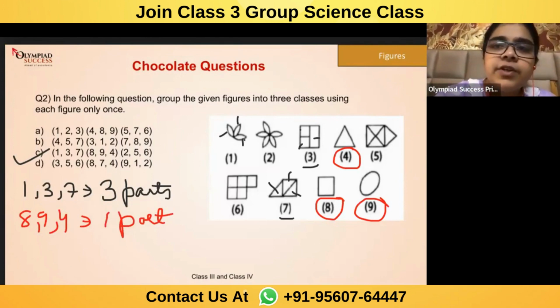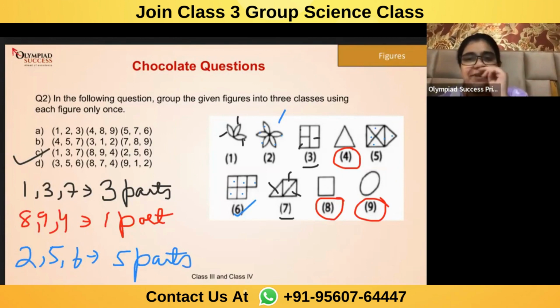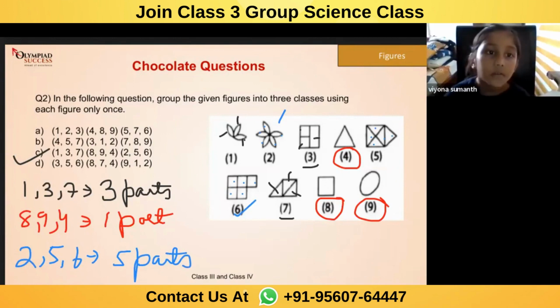Now the third one. The third one is 2, 5 and 6. 2 is here. 5 parts. 1, 2, 3, 4, 5. 1, 2, 3, 4, 5. 1, 2, 3, 4, 5. So 5 parts in these figures makes it a pair. Understood, Riona? Group. Yes, ma'am. Now understood. Thank you. Yes, Navya.